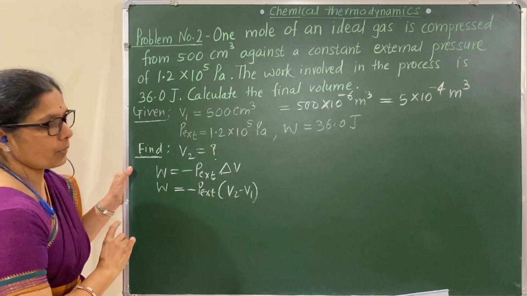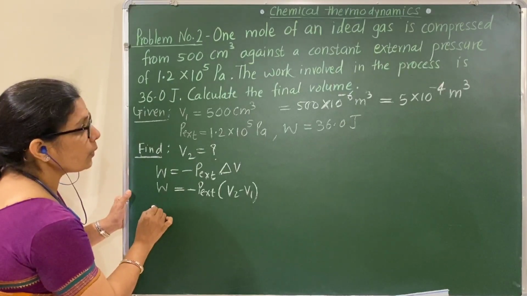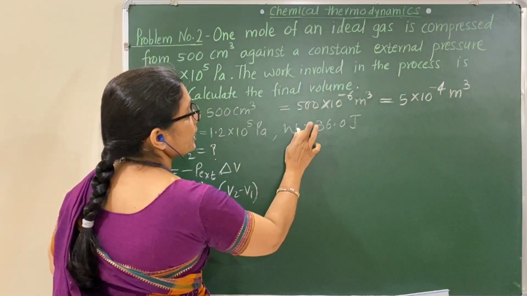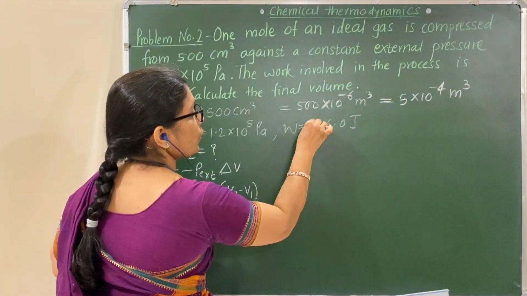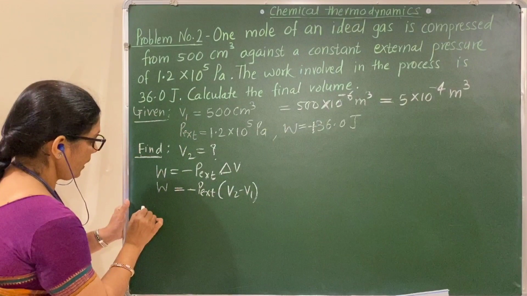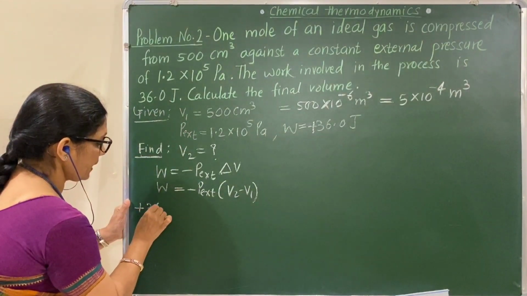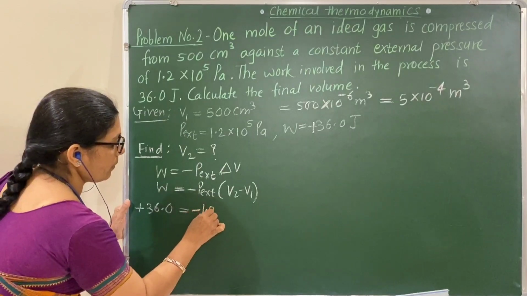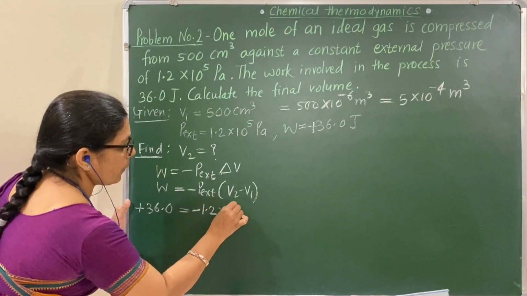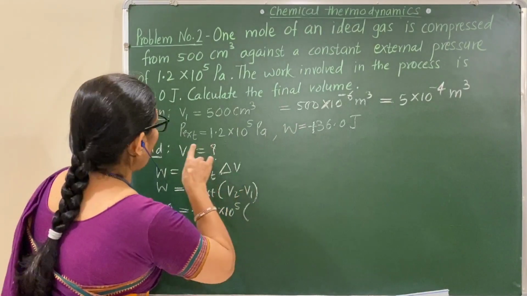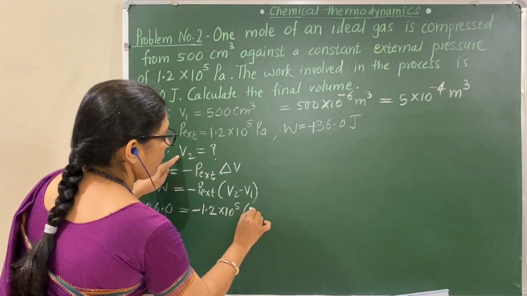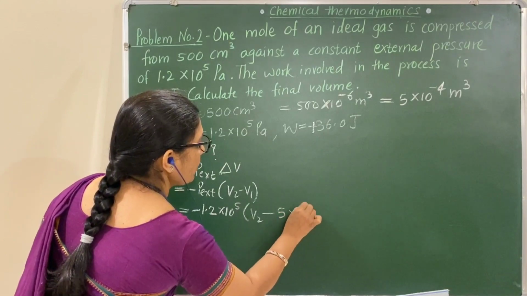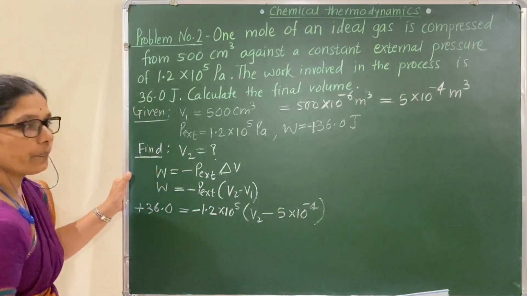Okay, now substitute the values. Here the gas is compressed, therefore this W is positive. Therefore, plus 36.0 is equal to minus 1.2 into 10 raised to 5 into V2 minus V1. I want to find out V2, and V1 is 5 into 10 raised to minus 4.